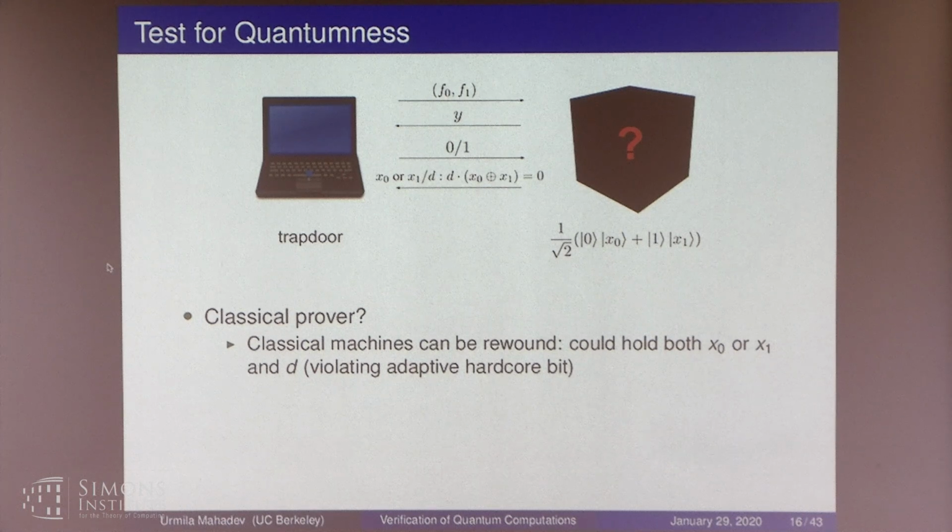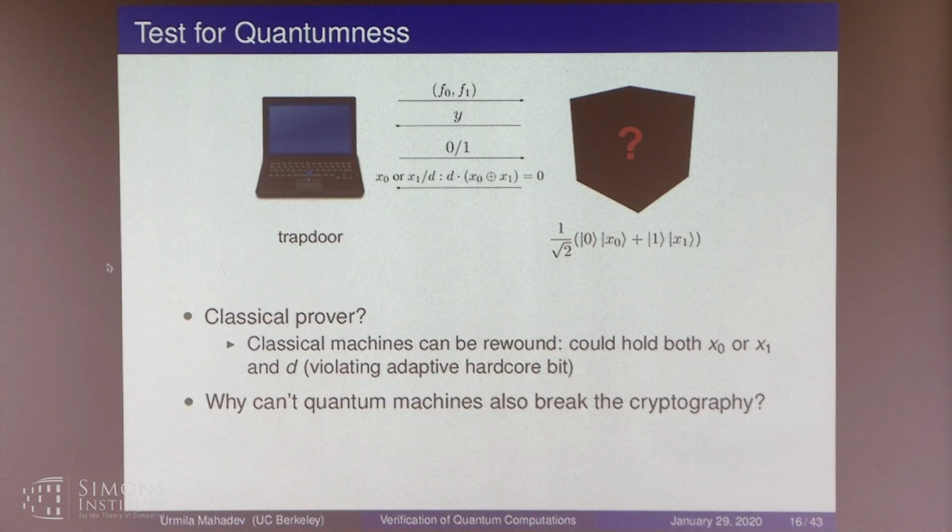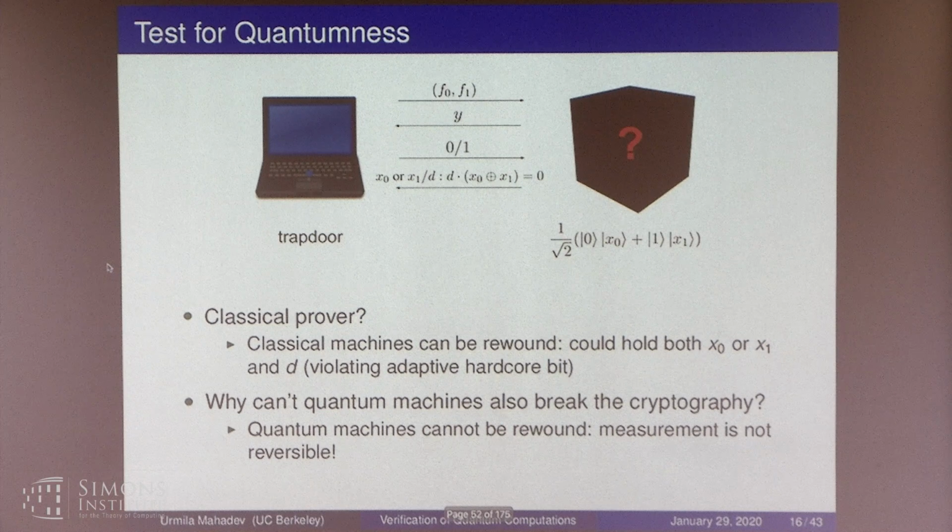But for a quantum machine, it's very easy. And why is that? It's essentially because we can't use the same proof strategy for quantum machines. Quantum machines cannot be rewound. Once the quantum machine passes the pre-image test, it has collapsed its state. And now it can't use the same state to produce a string D.